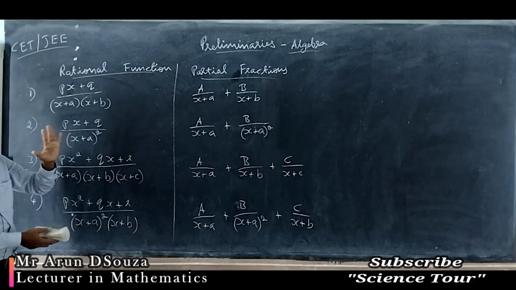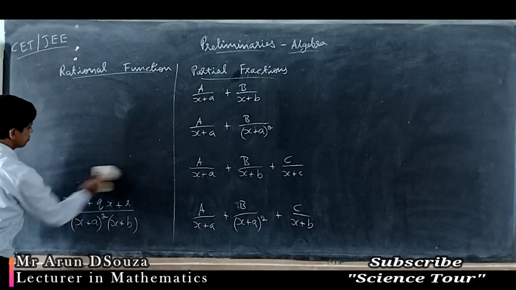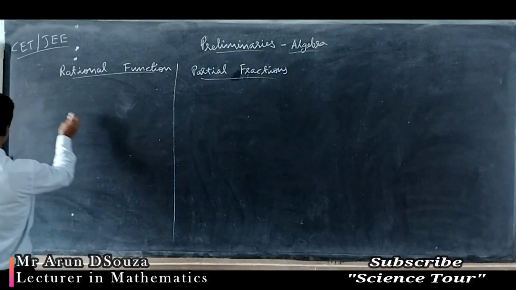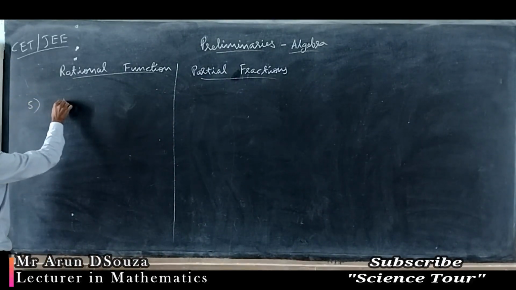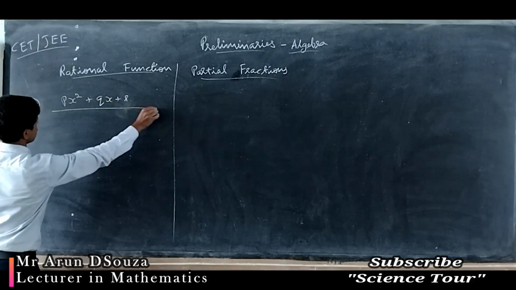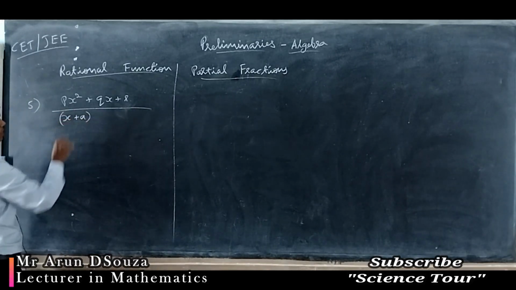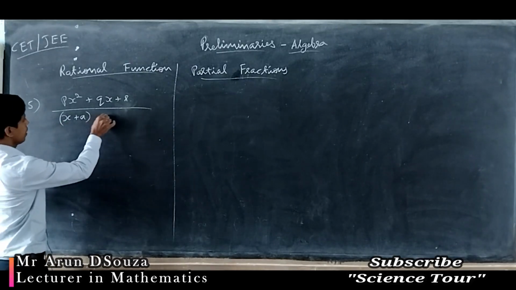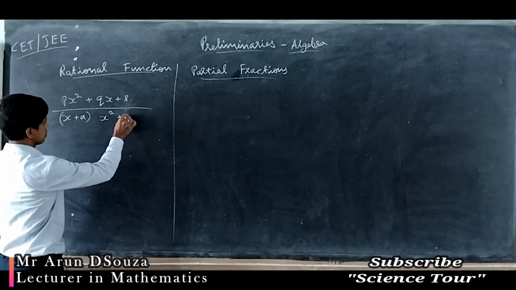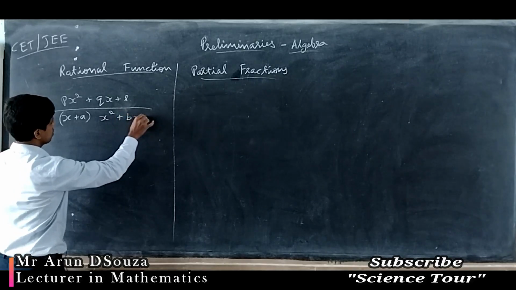Alright, now the fifth type, that is different. So what is the fifth type of the rational function? The fifth type of the rational function is this. You have px square plus qx plus r divided by, you have a factor x plus a, let us say, and you have a quadratic. You have x square plus bx plus c.